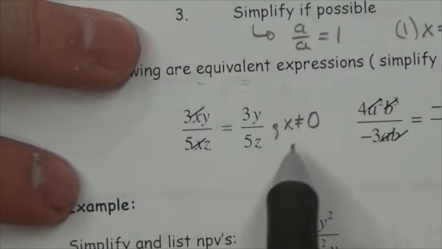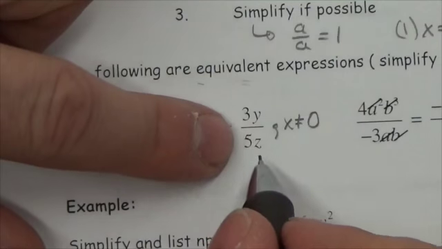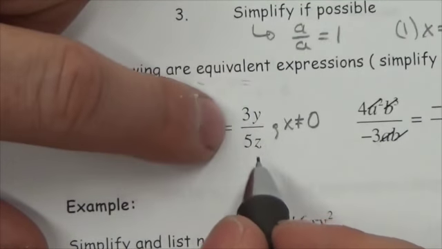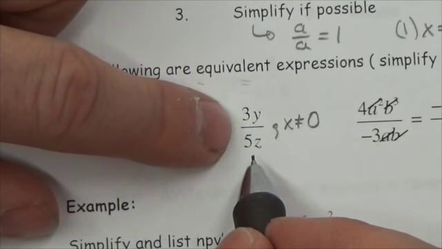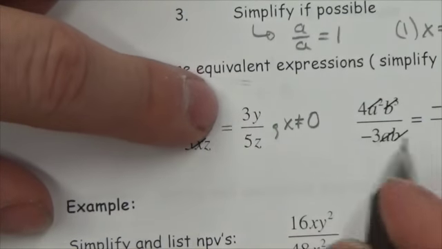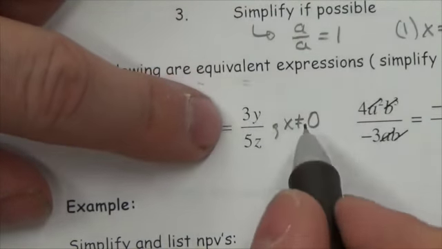Once I do that, now they're equal. This automatically has the restriction that x can't equal 0. Here I need to state it because it's no longer visible. Now there is another non-permissible here that z can't equal 0, but I'm stuck with that one. I can't get rid of it. It's in the denominator.